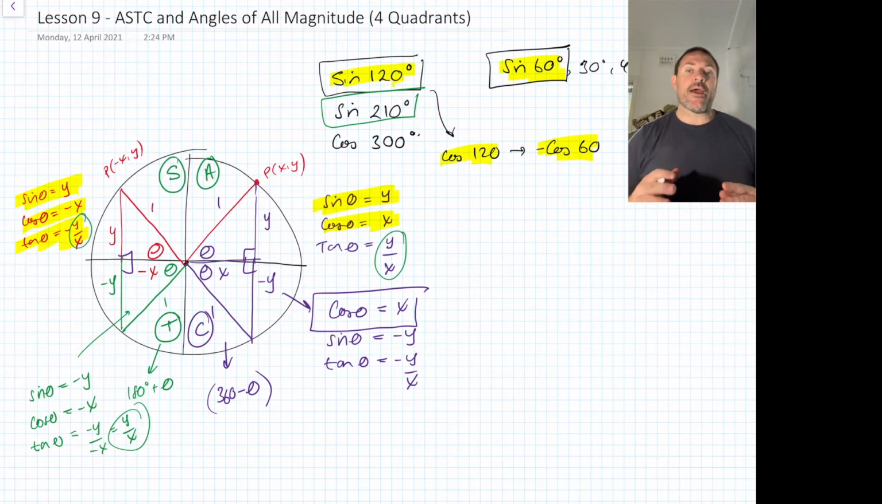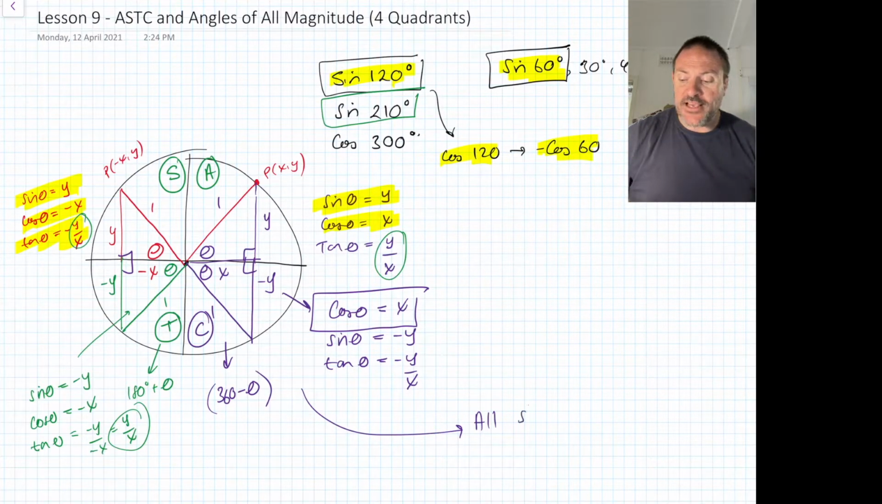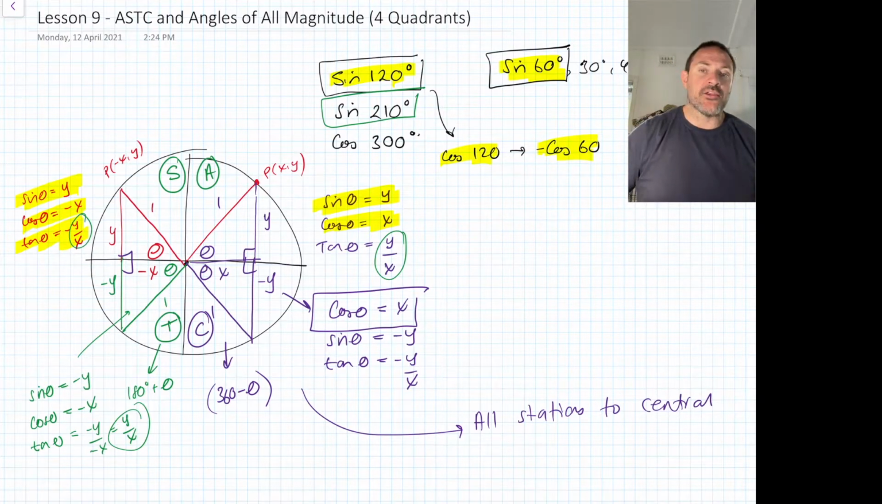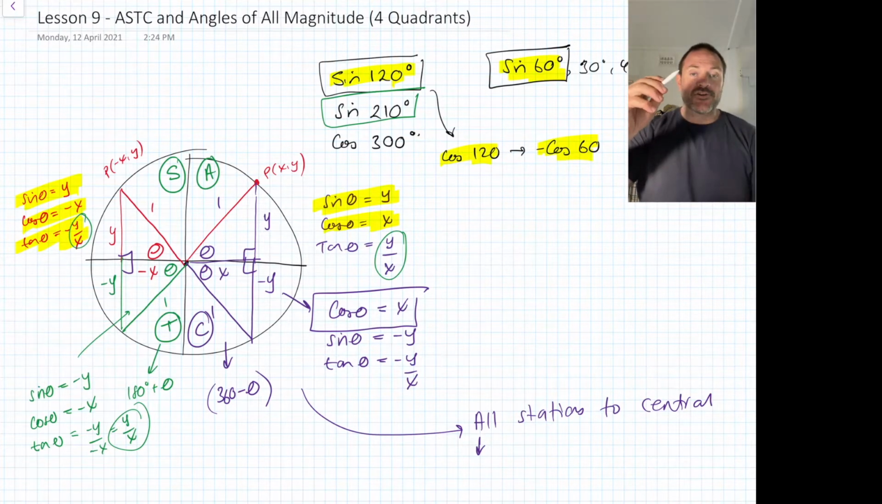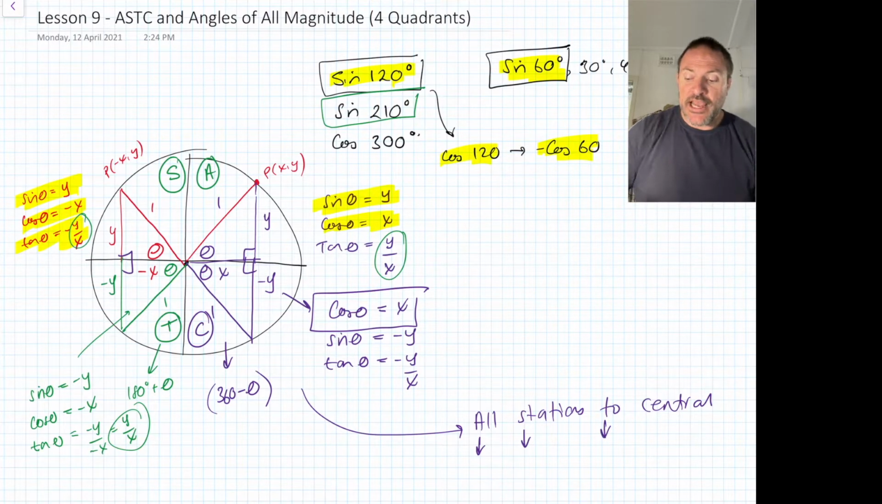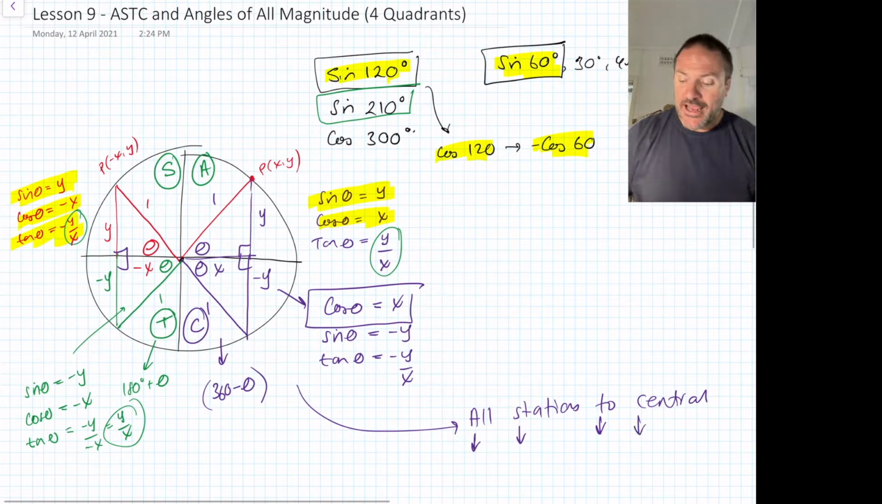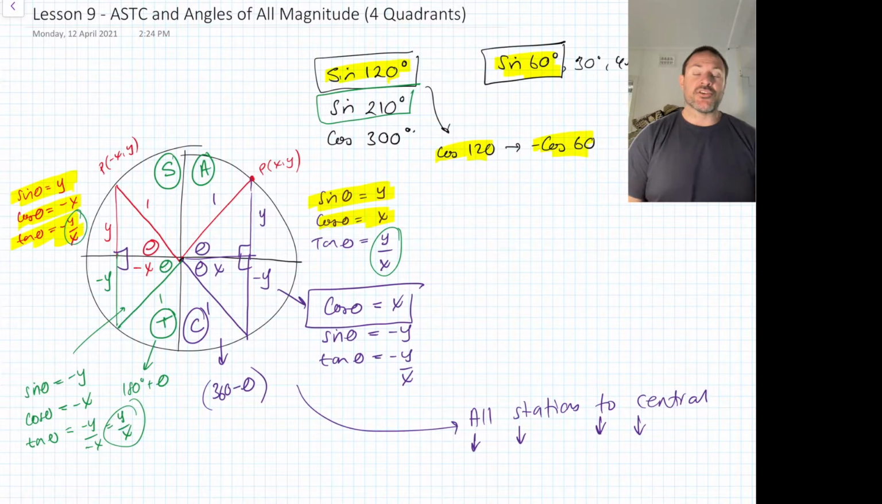Now, people talk about the ASTC, or if we use some little mnemonics, we often say all stations to Central or Cronulla or Cabramatta or Caringbah, wherever you want to go, Como perhaps, because the A is the first quadrant, the S, which is sine, is positive in the second quadrant, tan is positive in the third quadrant, and we have cosine is positive in the fourth quadrant.